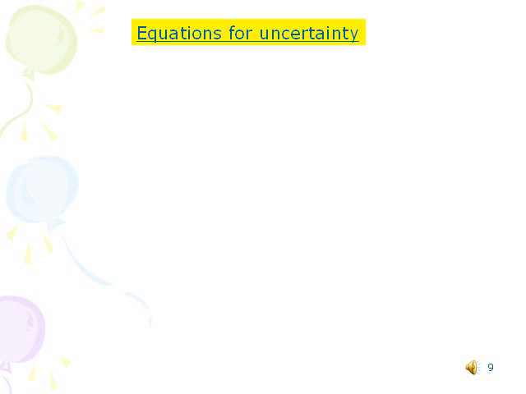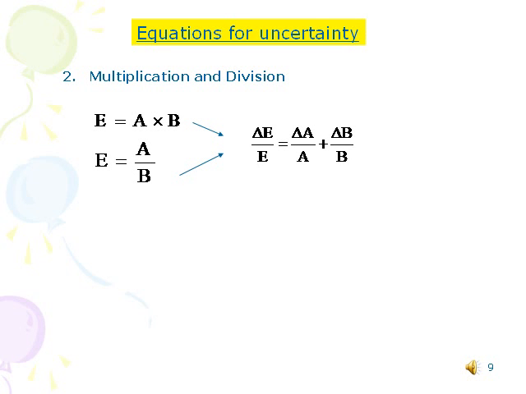The second uncertainty equation is for multiplication and division. E equals A times B or E equals A divided by B. Both of them share the same uncertainty equation. The uncertainty is a ratio sum. For example, delta E divided by E equals delta A divided by A plus delta B divided by B.